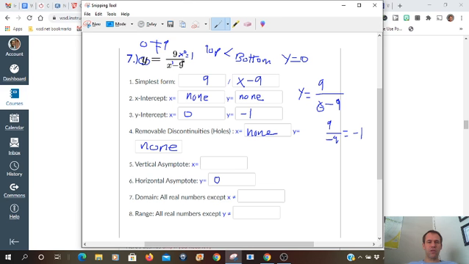Okay, vertical asymptote: set the bottom equal to 0. We just get a positive 9. Nice. And the 9s cannot cancel. No, no, no. Don't do that. So the domain is all real numbers except for our vertical asymptote at 9. And the range is all y values except for our horizontal asymptote, which is 0. Nailed it.